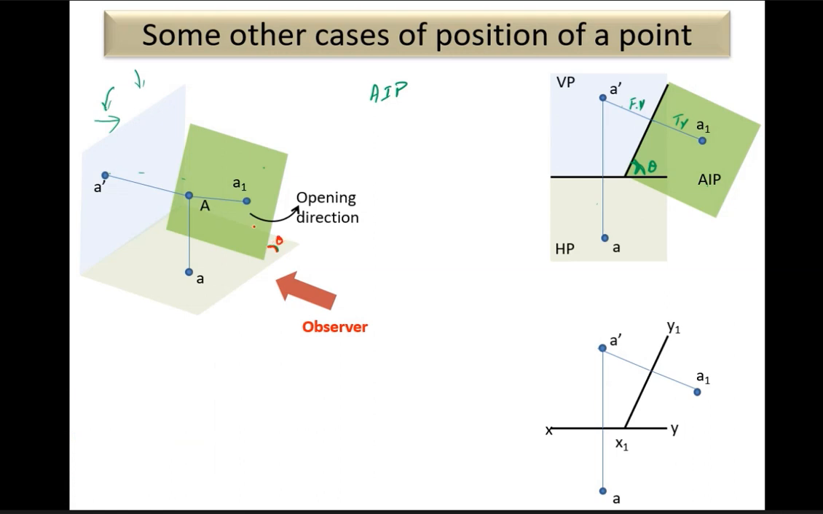which means your top view will be inclined, right? So it is inclined to HP, maybe 10 degree, maybe 20 degree, maybe 30 degree, maybe 40 degree. But it is perpendicular to VP. And we have already discussed, if the plane is perpendicular to VP, so it will be made in VP.